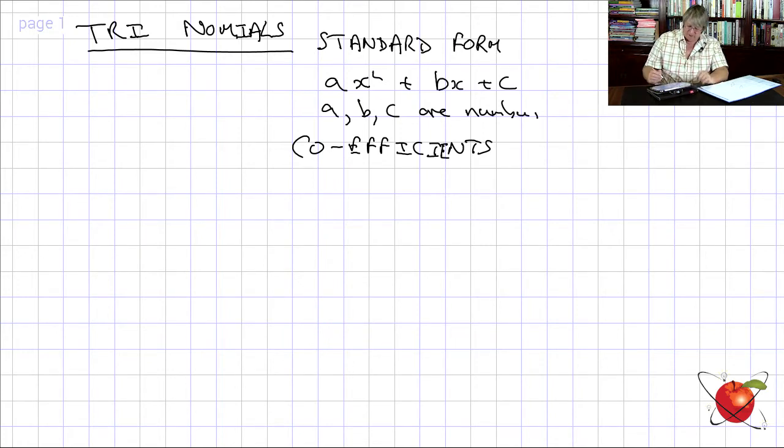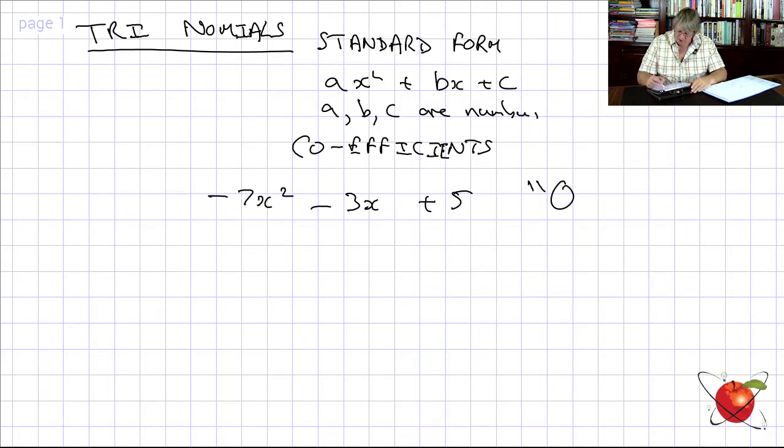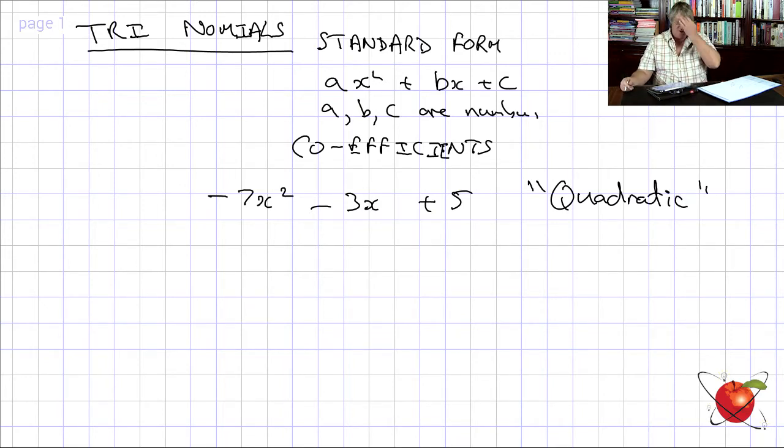c. So let's have a look: minus 7x squared minus 3x plus 5. That is a trinomial, three different terms. Order 2. A trinomial is also called a quadratic, because you're going to come up against something, if you do AP now, called completing the square and the general formula for a quadratic equation.